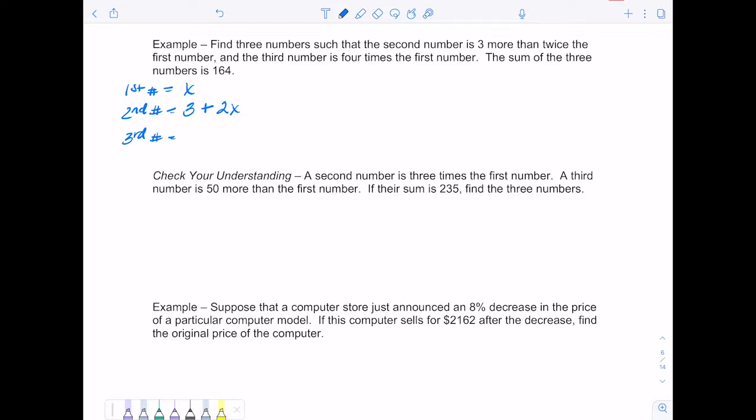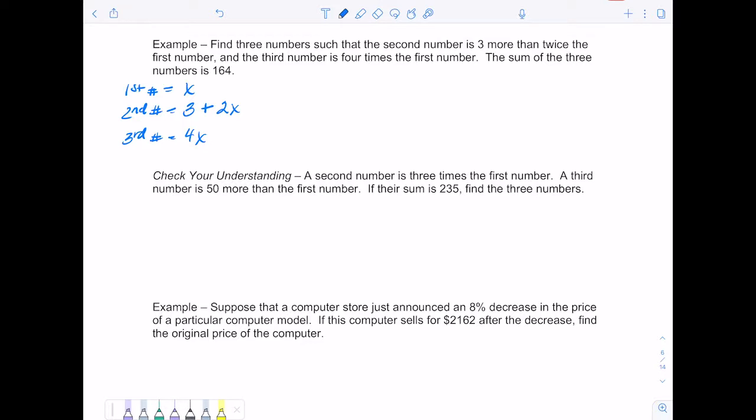And then the third number is 4 times the first number. Again, I don't know what the first number is, but I know the third one is 4 times it. So the third number is going to be 4x. The problem tells me that the sum of the three numbers is 164.